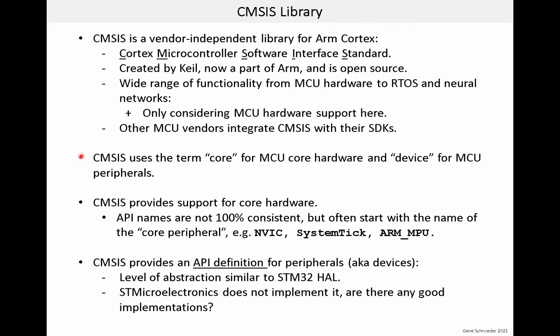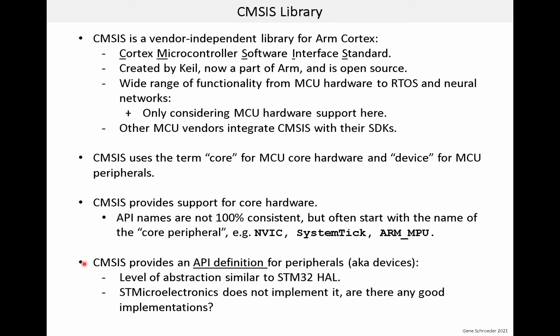CMSIS does provide support for core hardware. As far as I can tell, it is fairly complete, but I have not used it enough to be able to say that with complete certainty. I can say that the API names are not 100% consistent compared to HAL and LL, where it seems to be a little bit more consistent. But the names often start with the name of the core peripheral. So the APIs for the interrupt controller start with NVIC. I think that means nested vector interrupt controller. System tick, ARM MPU for the memory protection unit, and there's a few others.